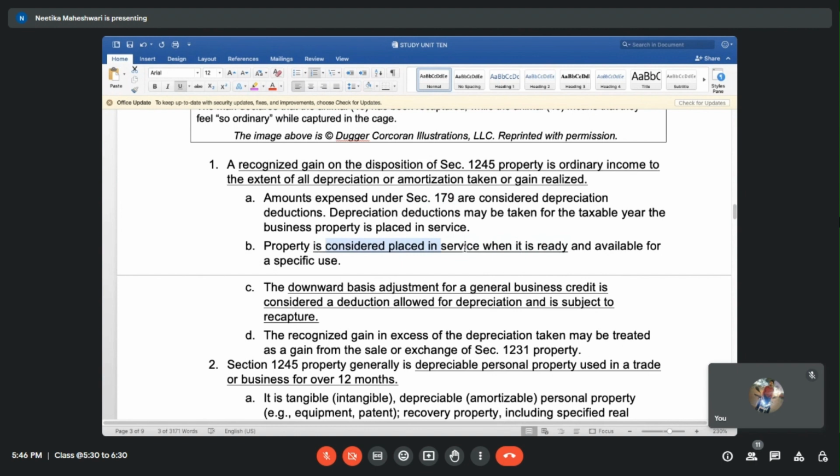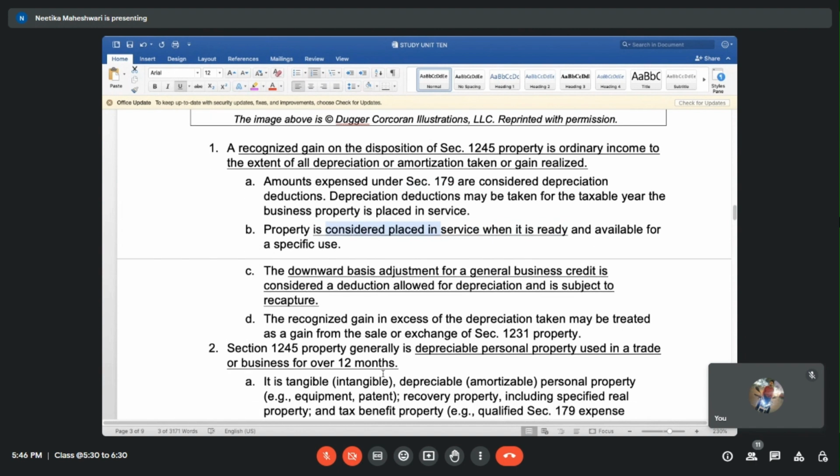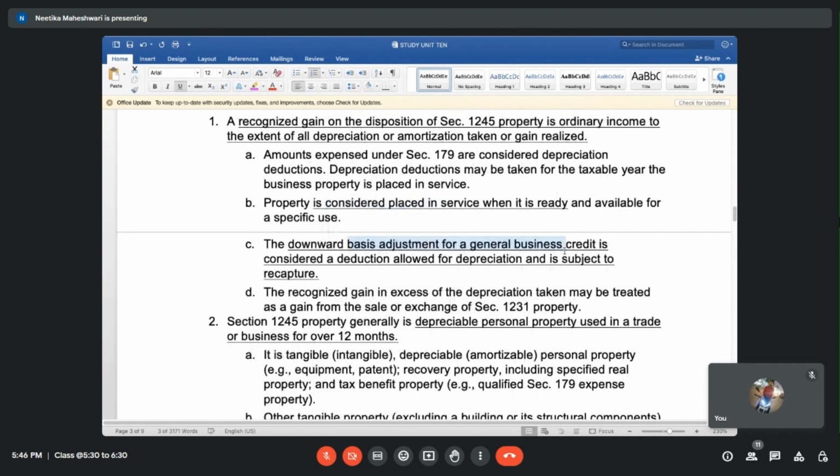So depreciation has to be calculated from the day it was placed in service. Any basis adjustment for a general business credit, a lot of times we get a business credit like energy credits if they try to do some energy efficiency renovation or put in solar panels or windmills and stuff like that. There are a lot of energy credits that a business can claim, or any huge R&D expense which is capital in nature and the business is claiming R&D credits. So that's all possible. So what we have to do is a basis adjustment.